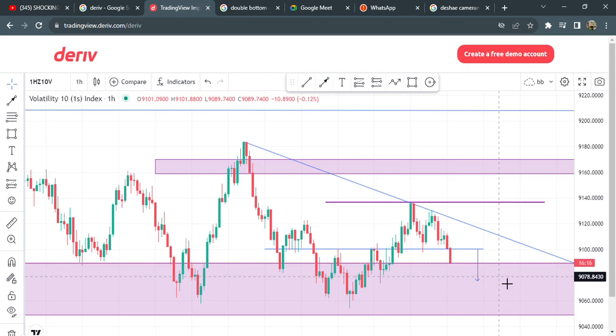Look, it is pumping seriously. You have to collect liquidity. You have to take out these people who have hidden stop losses here. It is pumping like crazy.